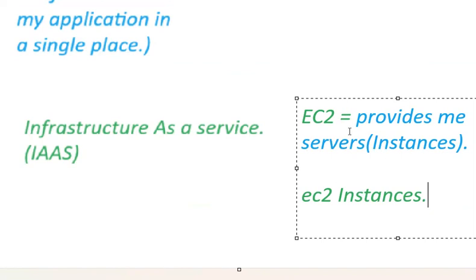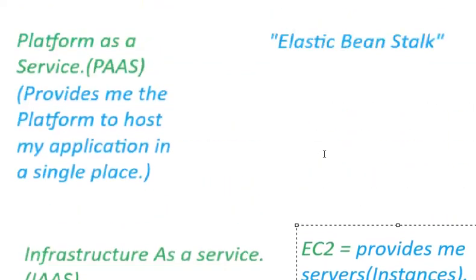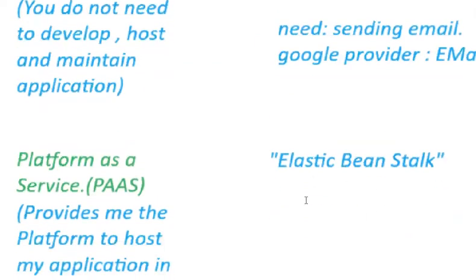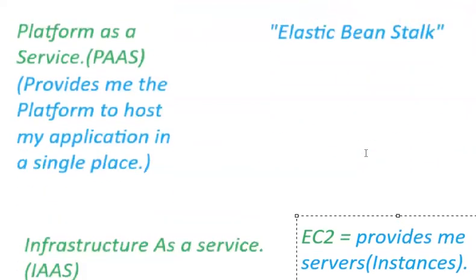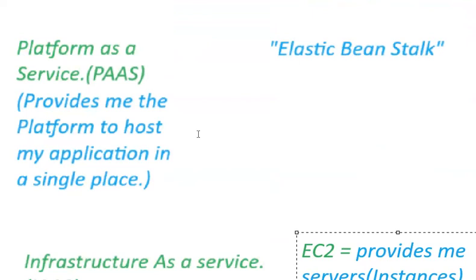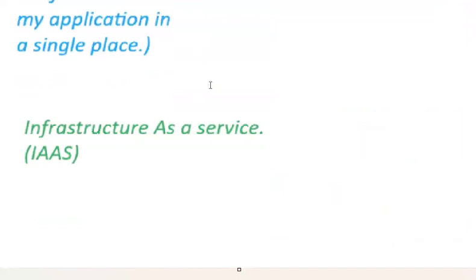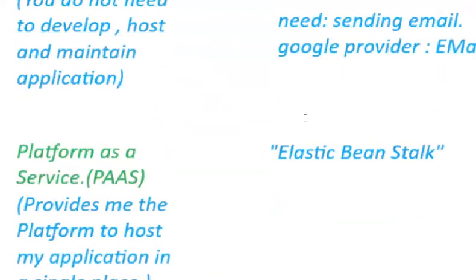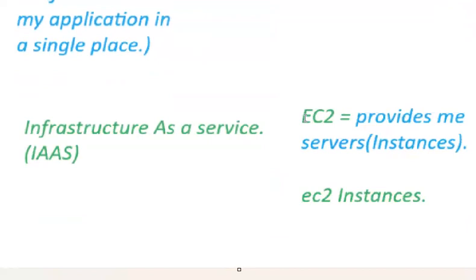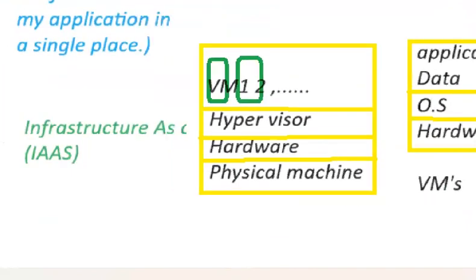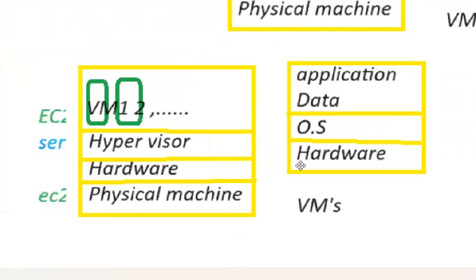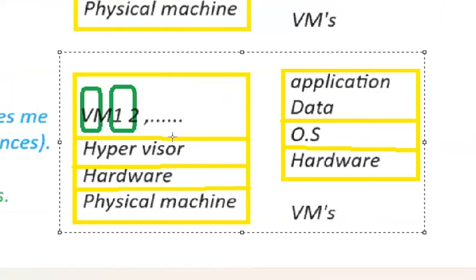If we create servers, or you can say instances, by using EC2, then we call them EC2 instances. And you also have a good idea of why we go for Elastic Beanstalk, since it is providing me platform as a service, everything that is required to host my application in a single platform. So that's why I call this platform as a service. So sir, what are we responsible for in this infrastructure as a service model?